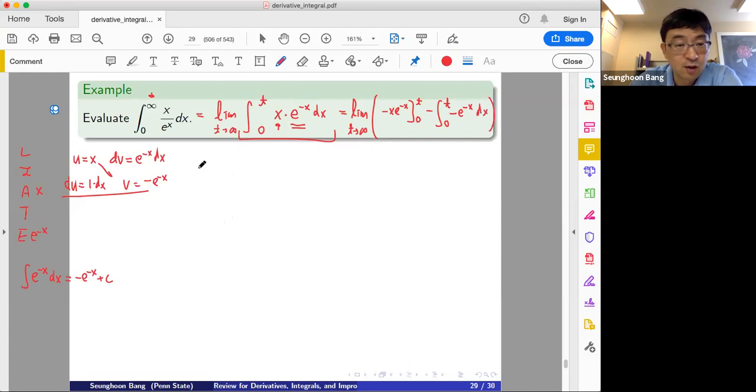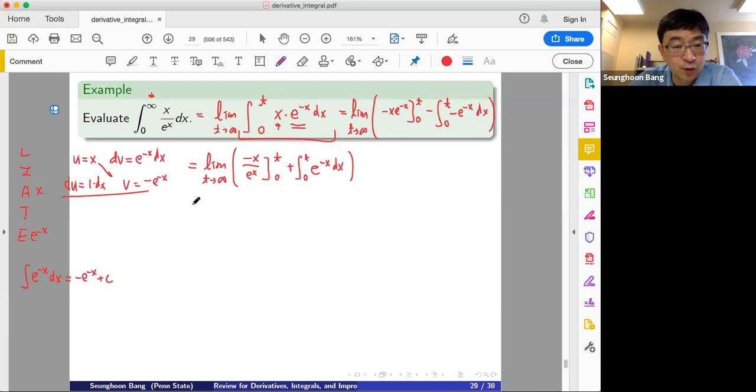So we have the same limit as t approaches infinity. I'm going to change this one to the positive exponent. The minus x goes to the bottom, so we have e to the x from 0 to t. Negative 1 times negative 1 changes to positive, equal to the integral from 0 to t of e to the minus x dx.